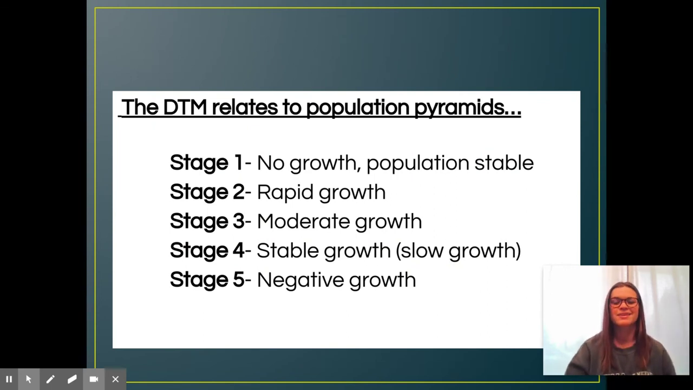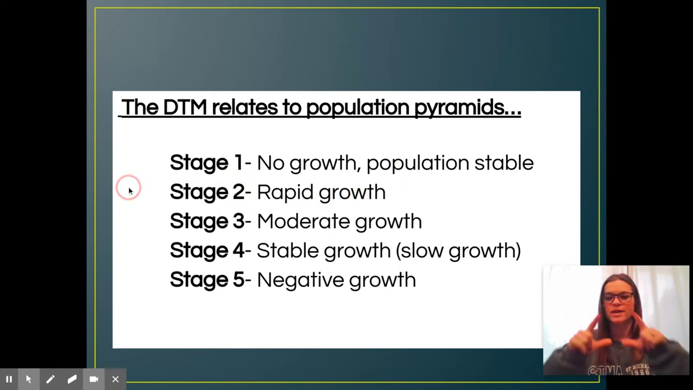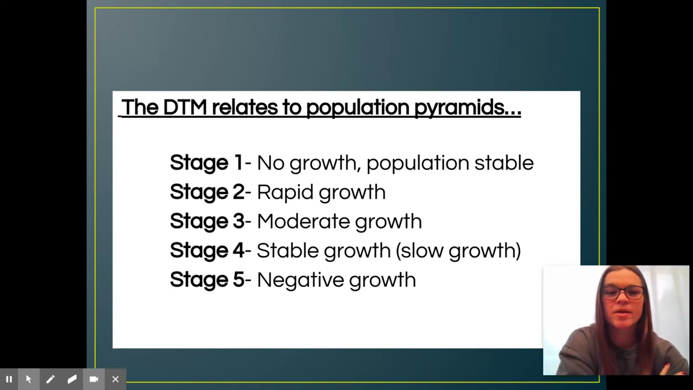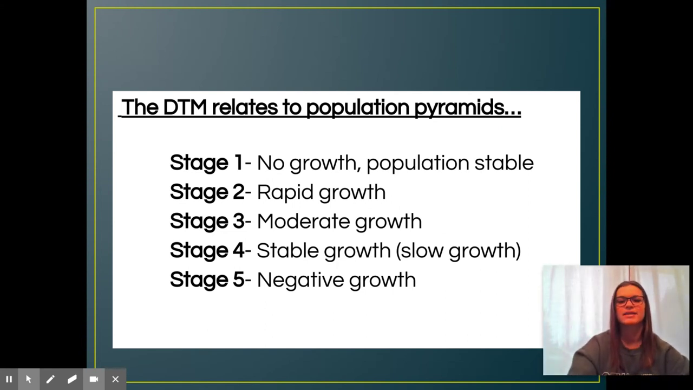So I think this white text box here will be a lot of help to you. Just a reminder that stage 1 is no growth, the population is stable. Stage 2 countries see rapid growth, right? But that's where we see the population pyramid that looks like a triangle, okay, where it's very, very large down at the bottom. Stage 3 has moderate growth. Stage 4 has stable or slow growth. You'll see those interchanged. And stage 5 has negative growth.